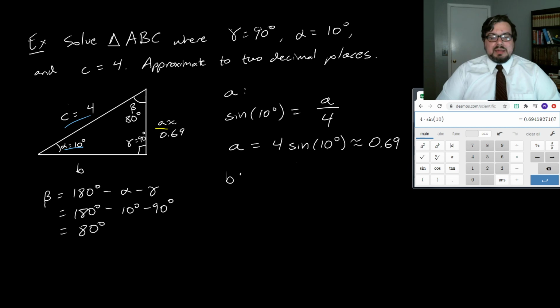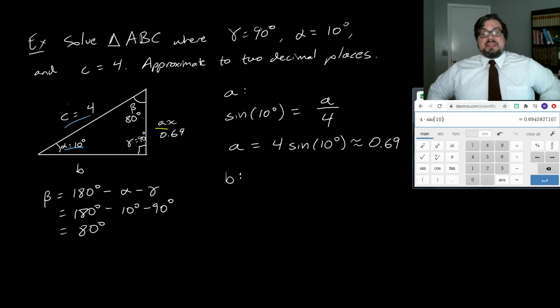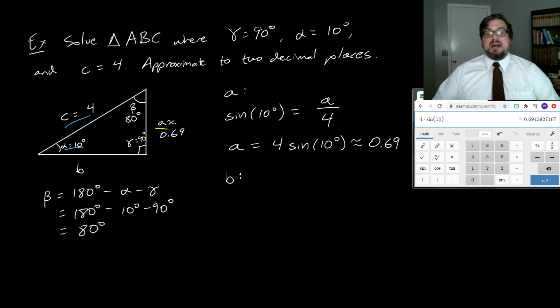Now, to get B, a word of warning here. You may be tempted at this point to, say, use the Pythagorean Theorem, or we might have been tempted to do that in the previous problem. We have 2 sides of this triangle. Maybe we could use the Pythagorean Theorem to get an approximation for B. However, you don't want to do that. As I mentioned before, you always want to use the quantities that you were given in the problem, the original quantities you were given, in order to figure out the other quantities in the triangle, whenever possible.